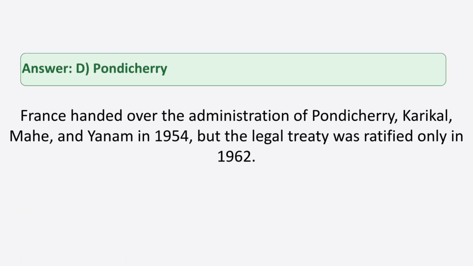France handed over the administration of Pondicherry, Karaikal, Mahe and Yanam in 1954, but the legal treaty was ratified only in 1962.